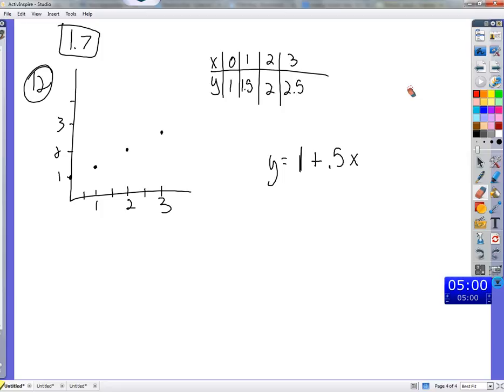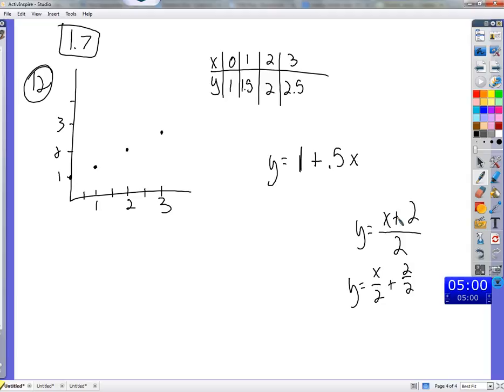Yeah? Couldn't you also do y equals x plus 2 divided by 2? Y equals x plus 2 divided by 2, the whole thing. And we could go from here to there just by remembering that division distributes to all terms in the numerator. And that would be y equals x over 2 plus 2 over 2. And so this would be 1. And then that would be 0.5 times x.